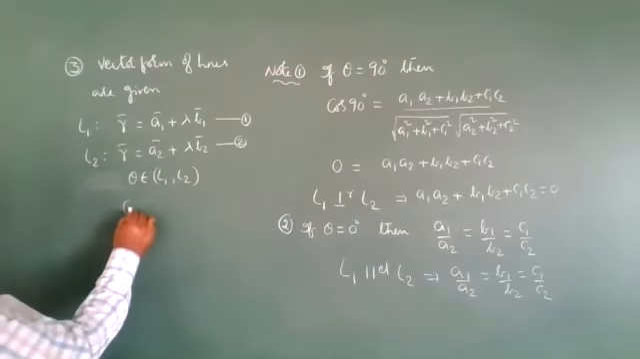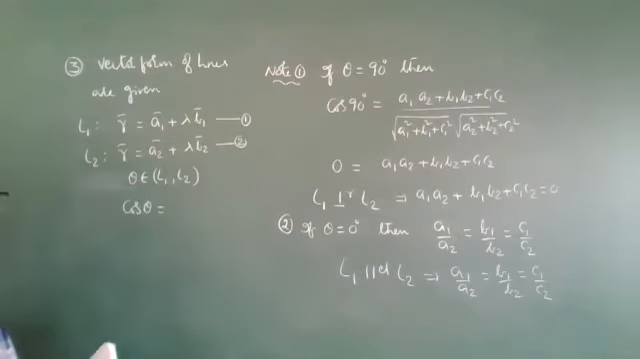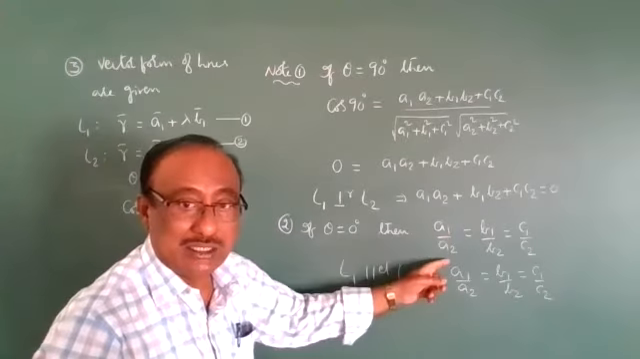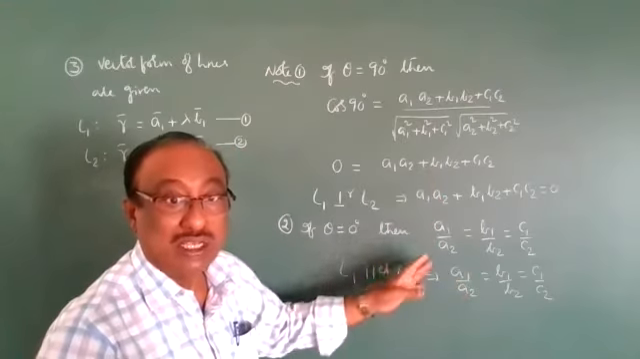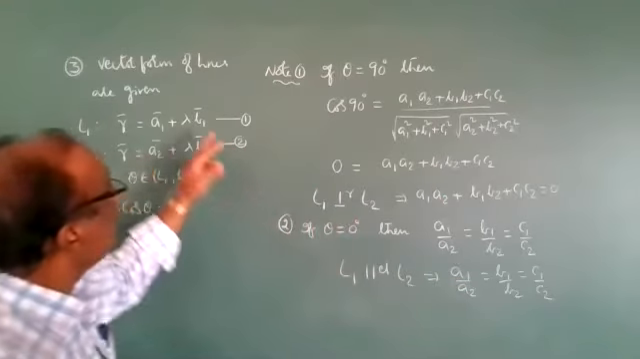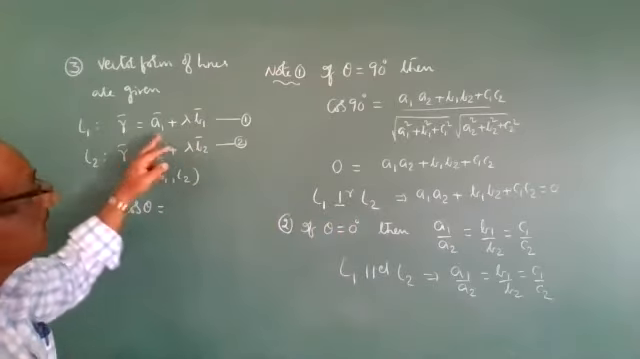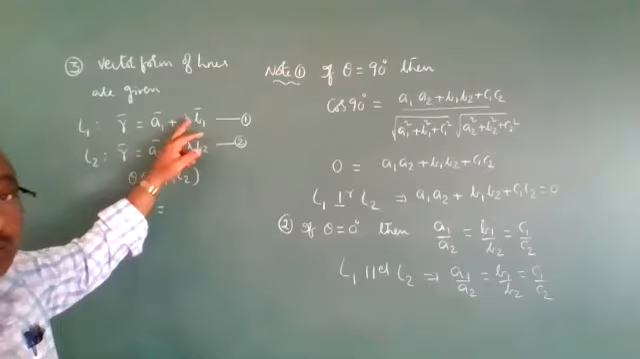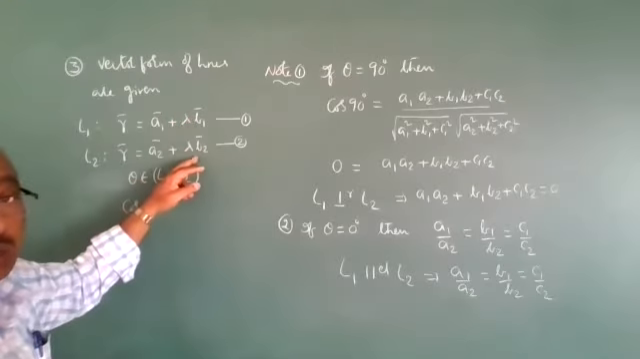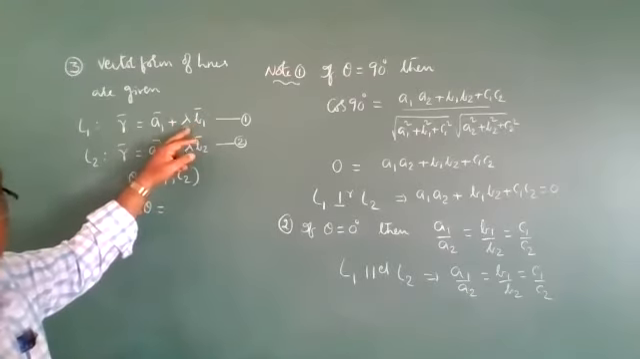Then for the cos theta formula, only the DRs we can take. Here also the components means DRs, only DRs. So lambda into b1 is the DR, lambda into b2 is the DR. A1 is the point it is passing through, but the DRs are b1 and b2. The line is parallel to the DRs.